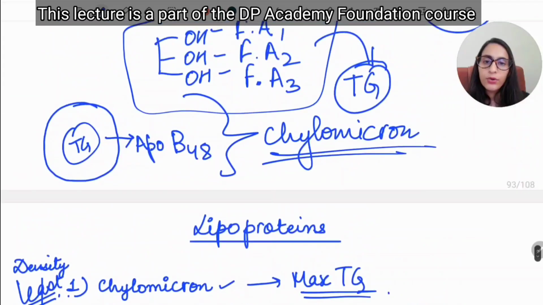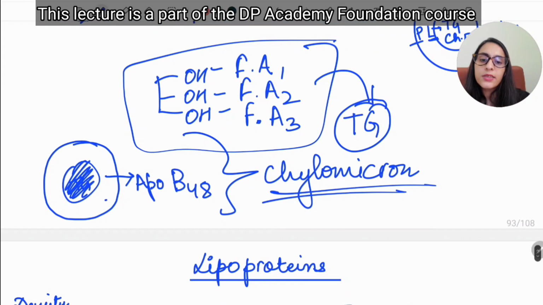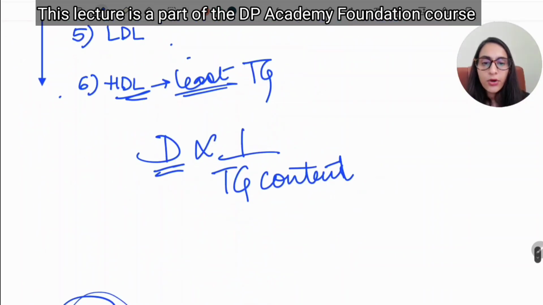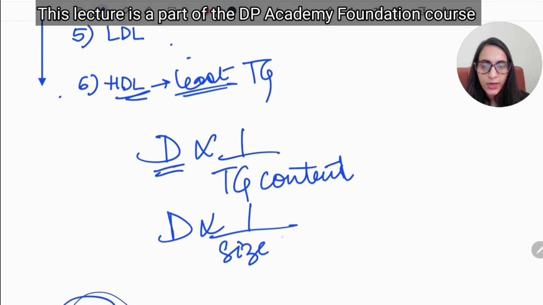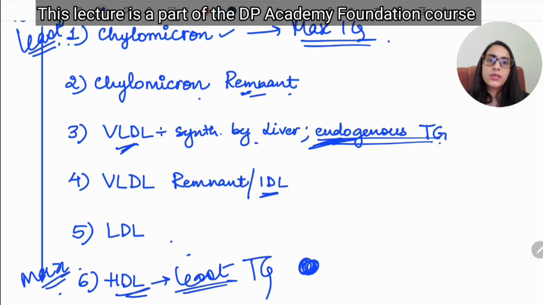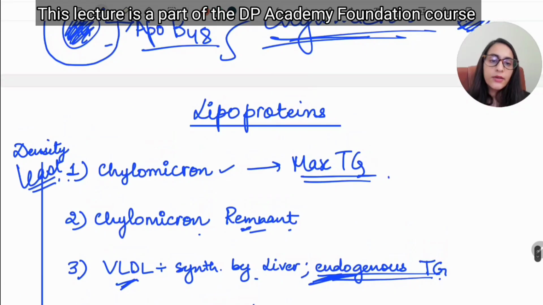Now, if you can recall, I told you all this triglyceride, when it is attached to ApoB48, it makes it a chylomicron, but the HDL core is empty, right? So that makes it the least triglyceride content. Now density is also inversely proportional to the size of the lipoprotein. That means HDL, which has got the maximum density, has got the least size. The lipoprotein size is least for HDL, and the lipoprotein size is maximum for the chylomicron.